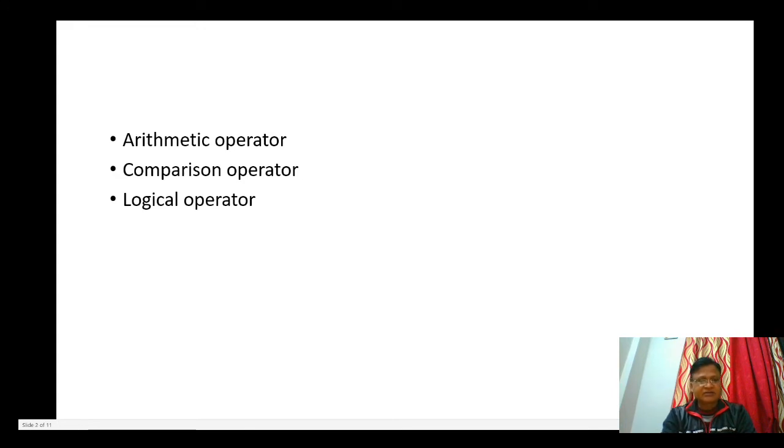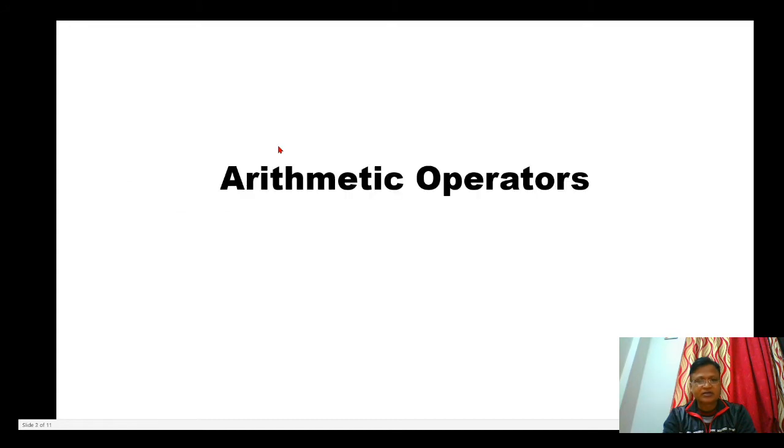There are three types of operators we will use in Python. The first one is the arithmetic operator, the second one is the comparison operator, and the third one is the logical operator. Let's talk about the first one, the arithmetic operator. From the name it is clear, whenever we need to perform some calculations, we need to write some expressions, then we will use arithmetic operators.